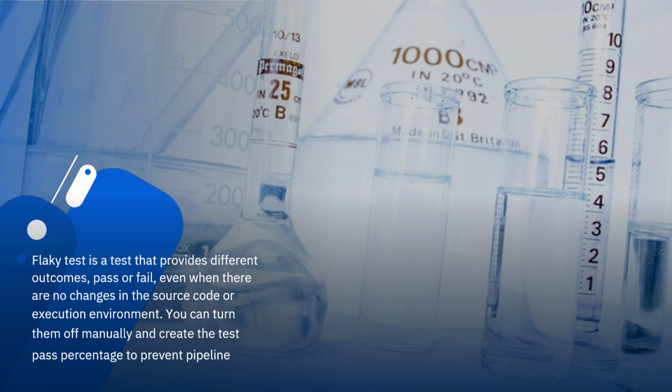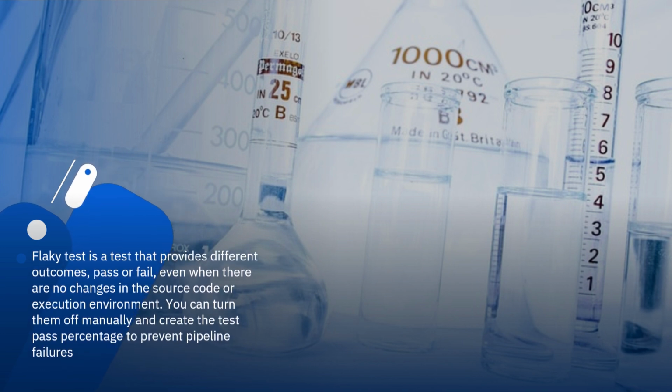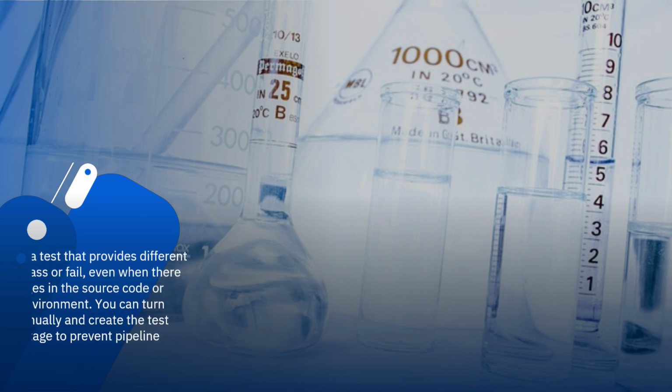A flaky test is a test that provides different outcomes, pass or fail, even when there are no changes in the source code or execution environment. You can turn them off manually and create the test pass percentage to prevent pipeline failures.